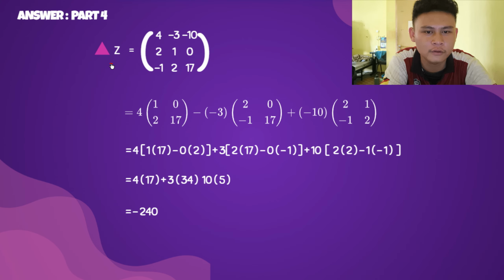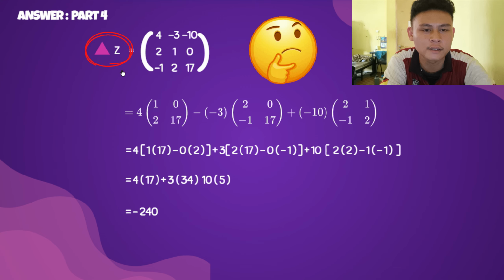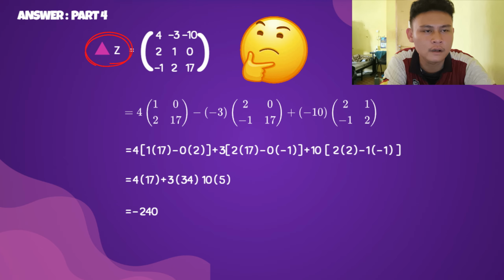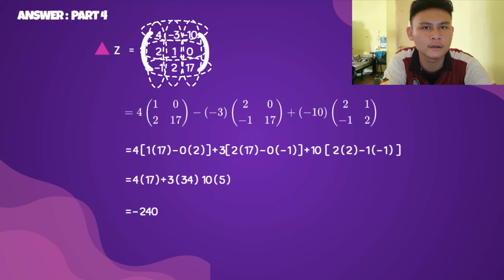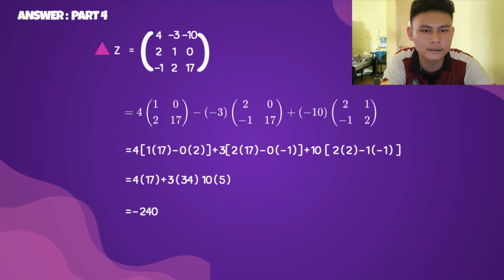Now I'm going to explain how to find the answer for Z. So now we have the matrices for Z. It is a 3 by 3 matrix, and we're going to put it into the equation.